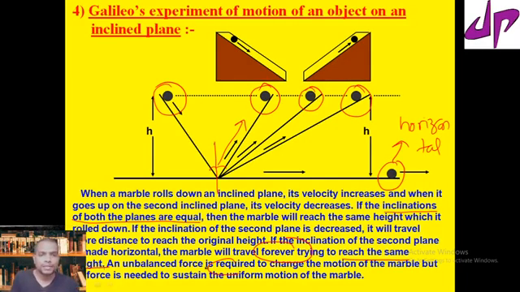So here I am reading the statement again. An unbalanced force is required to change the motion of the marble, but no force is needed to sustain the uniform motion of the marble. So this is the final conclusion which is given by Galileo.